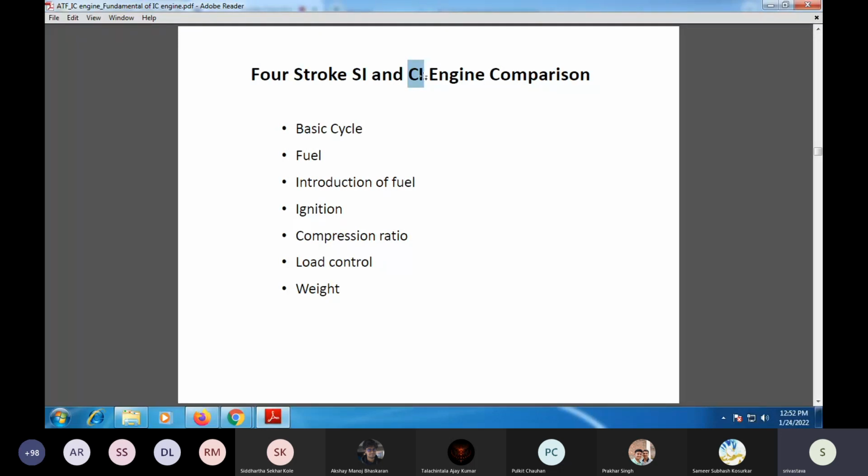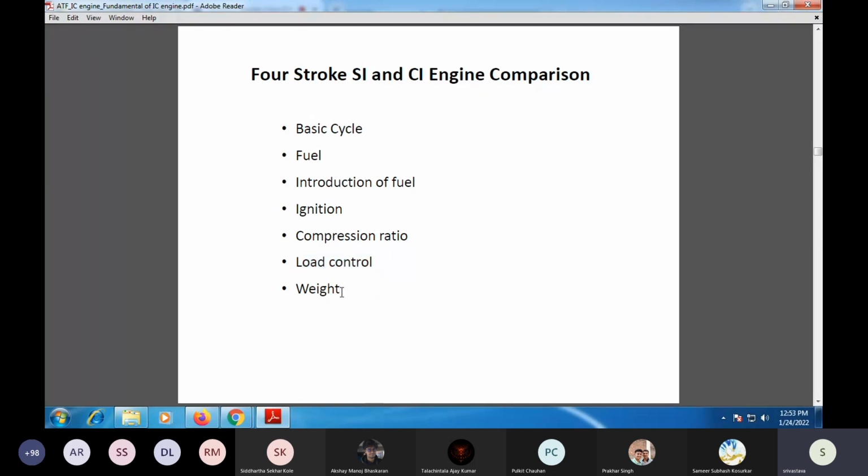So it is only fuel quantity control. We only control the quantity of fuel in a CI engine to control the load, whereas in an SI engine, we control the mixture of fuel and air, both. So that's the difference between the 4-stroke SI and CI engine in order to control the load.